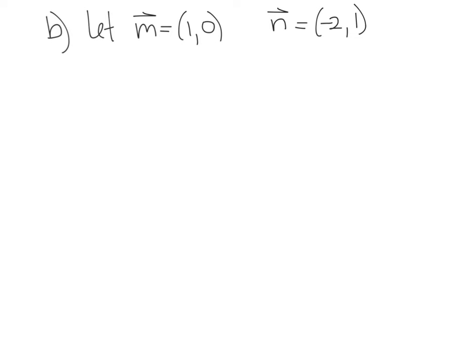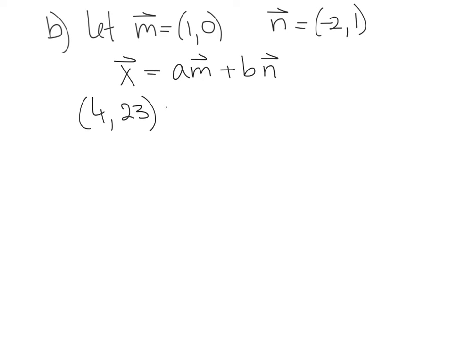Okay, so in case you didn't believe me the first time that this can work with another set of vectors, we're going to use our second set of vectors. We're going to let m be equal to (1, 0), and vector n be equal to (-2, 1). And we want to find a linear combination for vector x. So vector x is the same value, (4, 23), and x is equal to a, a scalar quantity, times m, plus b times n. We're using the same vector x, just m and n are different this time.